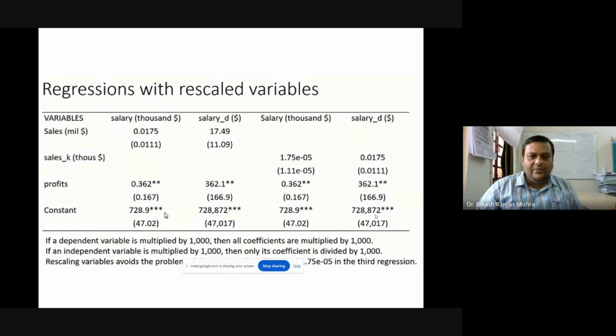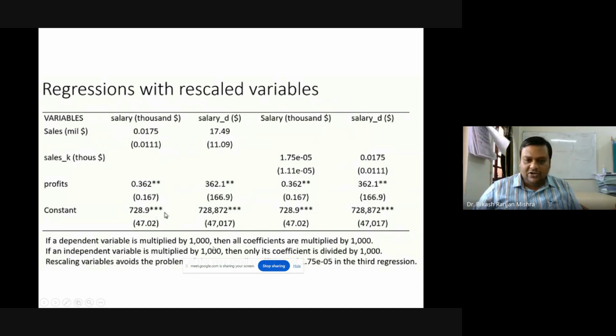Finally, when there is a rescaling of variables, what does rescaling mean? Suppose there is a salary which is a dependent variable, and sales is an independent variable, and profit. Salary is a function of sales and profit. Now, what happens if the salary is already in thousands and sales is in $1 million, or sales is in thousands and salary is in normal dollars? Then accordingly, they have a different type of effect on the coefficients. As you can see, if you rescale only your dependent variable, then it is going to affect the coefficients in a specific manner.